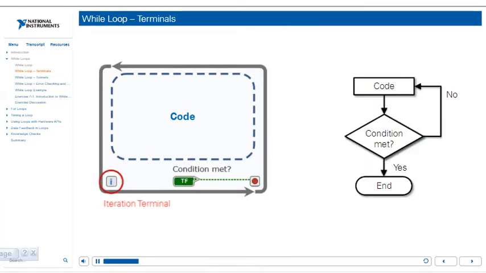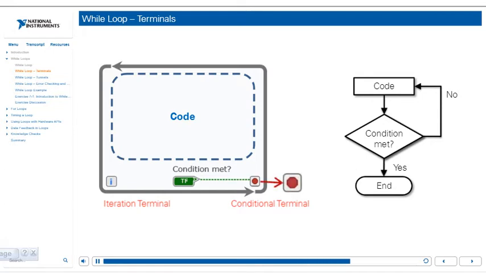The iteration terminal outputs the current loop iteration count. The first iteration starts at 0. The conditional terminal can be configured in one of two ways, either to stop the loop if the Boolean value is true, or to continue if the Boolean value is true.